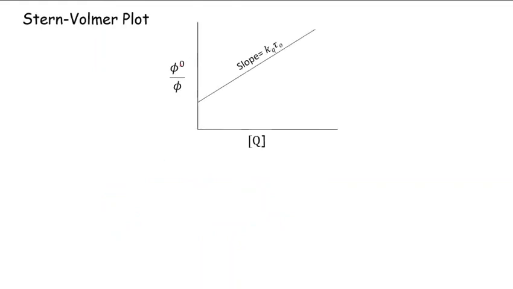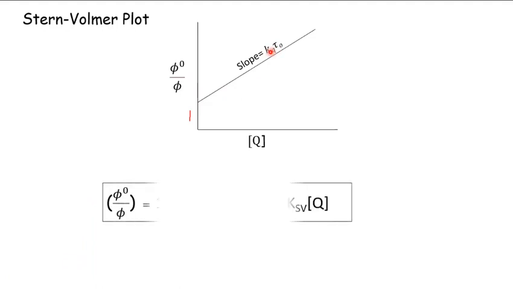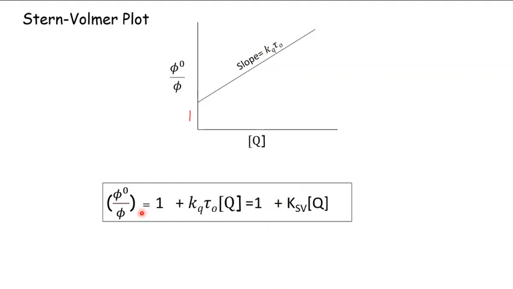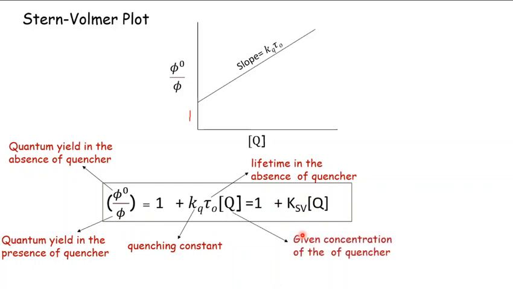So we plot phi 0 by phi against Q and get a straight line. The intercept is equal to 1, and the slope is equal to KQ tau 0. Instead of KQ tau 0, we can write KSV, the Stern-Volmer constant. This is our quantum yield in the absence of quencher, this is our quantum yield in the presence of quencher, this is our quenching constant, and this is our lifetime in the absence of quencher. KSV is our Stern-Volmer constant, and Q is the concentration of the quencher.